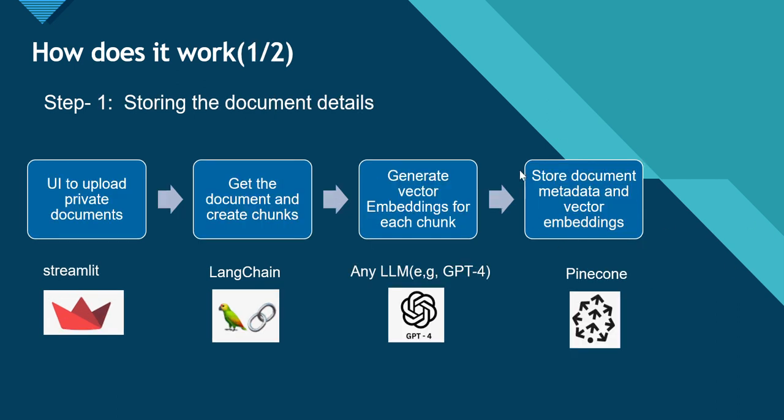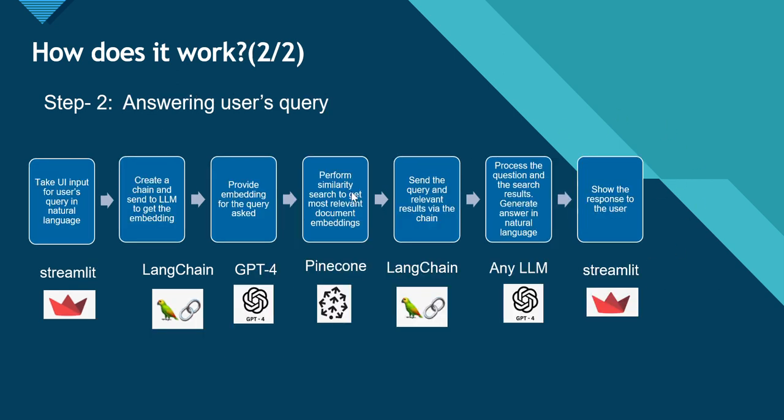It searches the vector embeddings stored in step 1 and returns the results back to LangChain. LangChain then sends the vector embeddings of the query and the results both to the LLM, which converts this into natural language understood by the user, which is then pushed via Streamlit to show the response to the user.